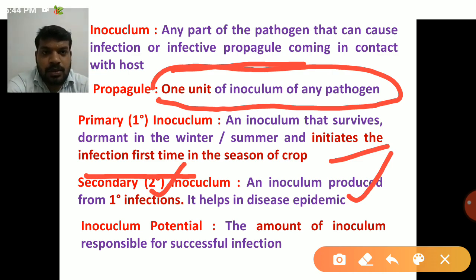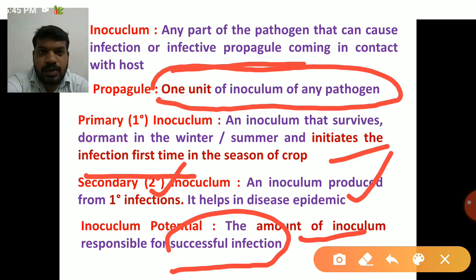So inoculum potential is the amount of inoculum responsible for successful infection. One successful infection is called inoculum potential. So the minimum amount of inoculum or part of pathogen to produce a single disease or single infection is called inoculum potential.